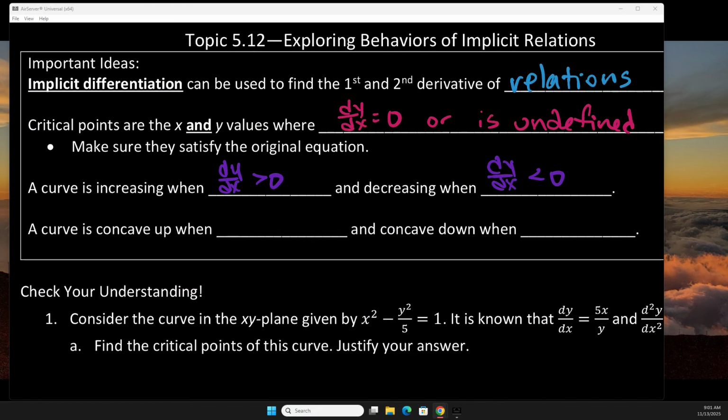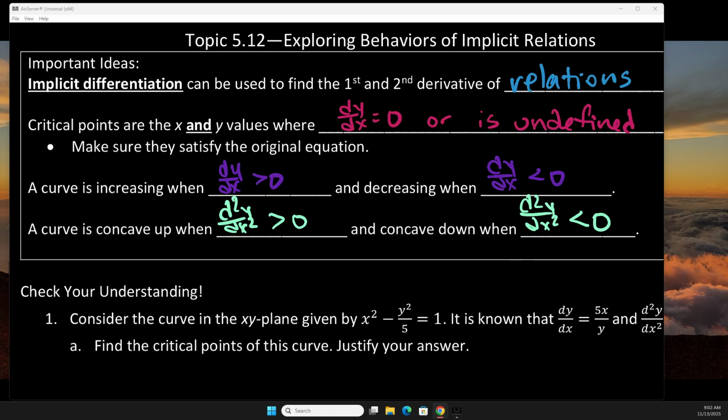And decreasing, dy over dx is less than 0. And then what do we use for concavity? Second derivative. So concave up, we want that second derivative positive. Concave down, we want that second derivative negative. So it's the same things we've been doing. It's just slightly more difficult because we have to use implicit differentiation. We have to think about x's and y's more than we had before.